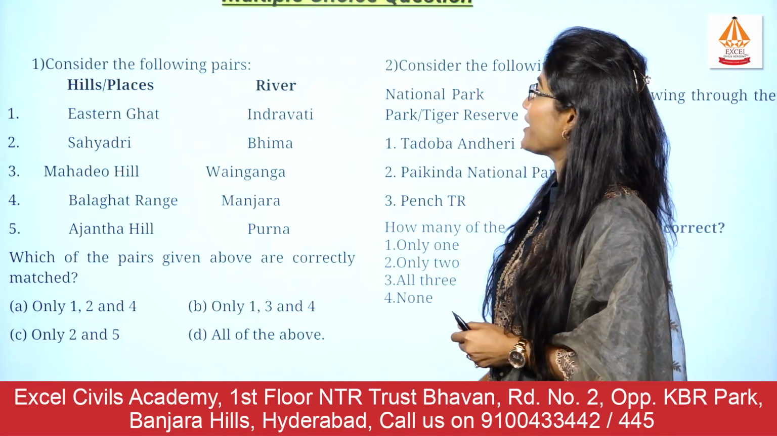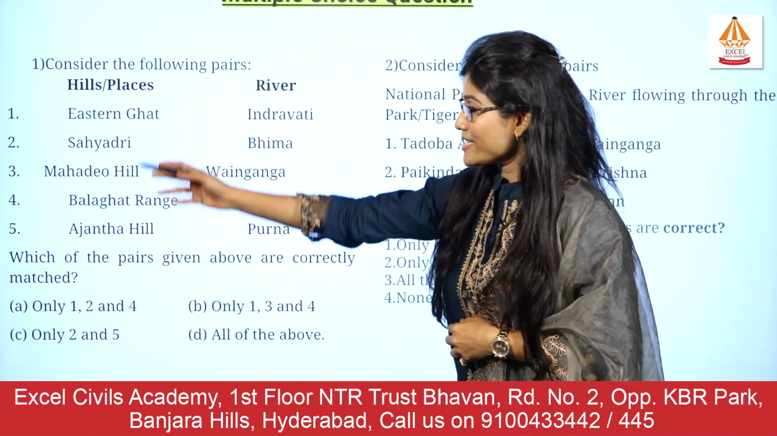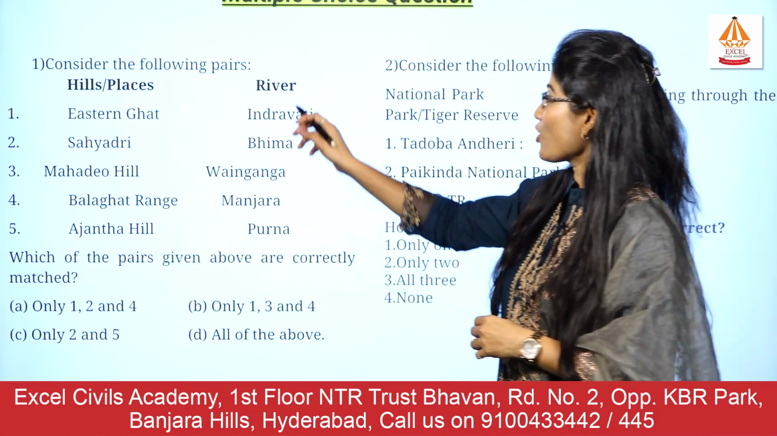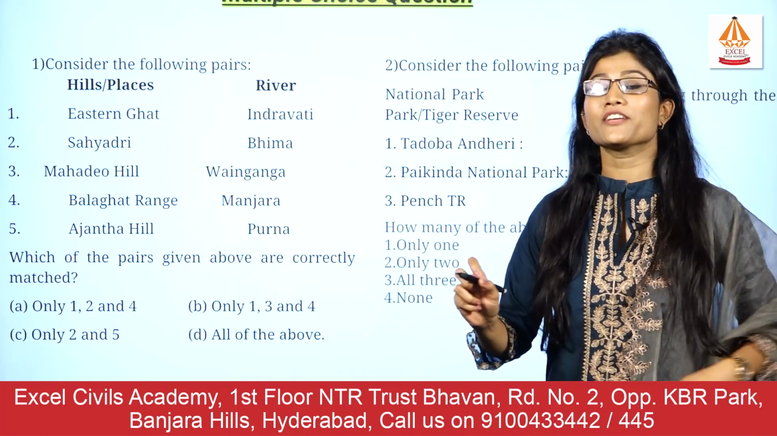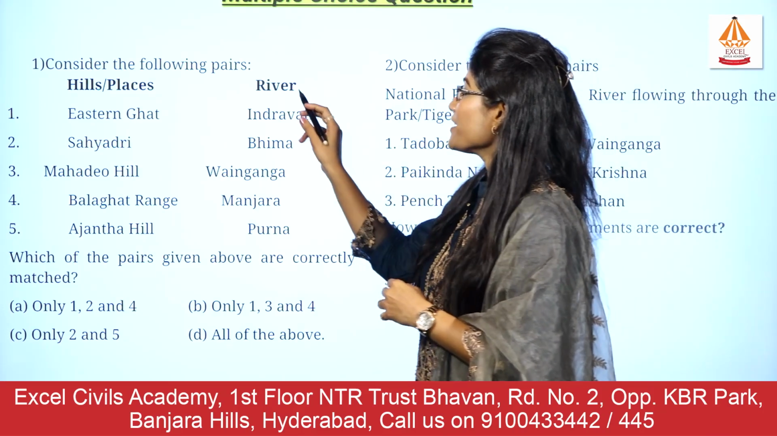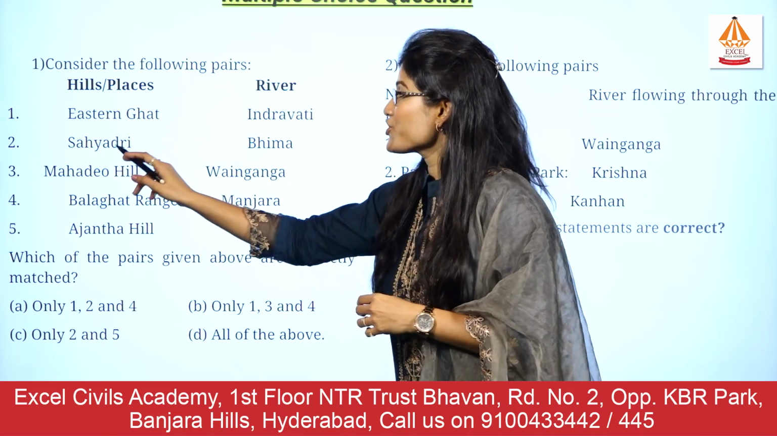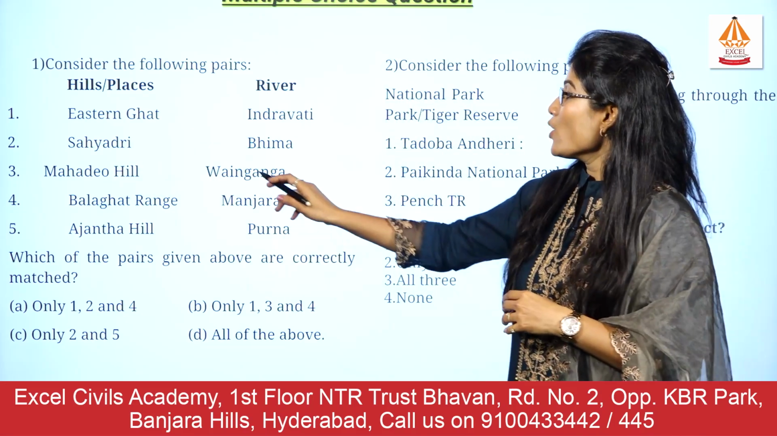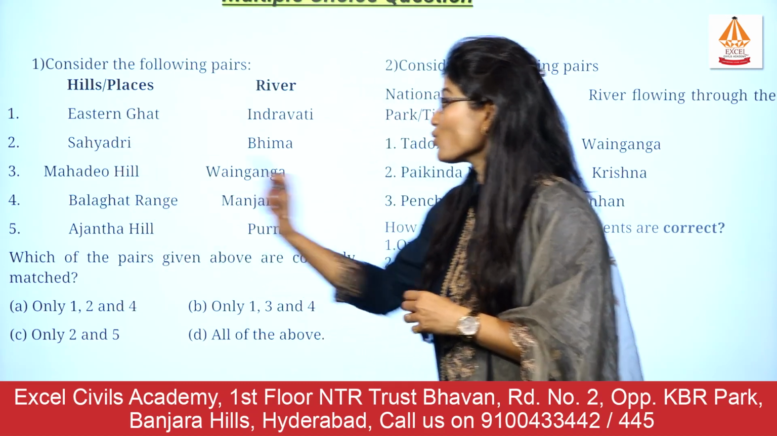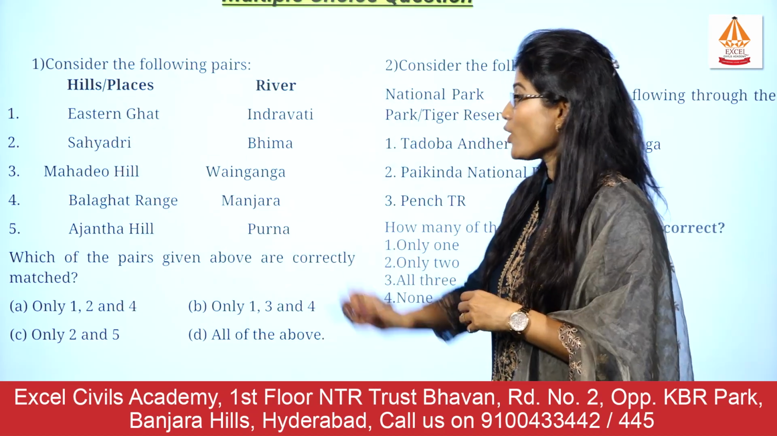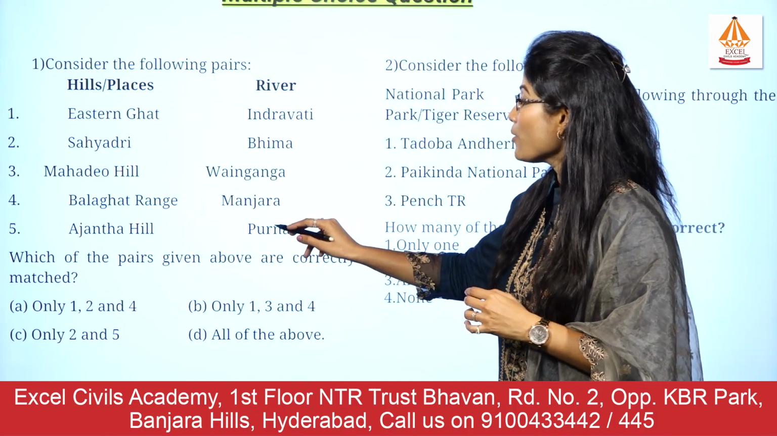The first question that we have: consider the following pairs. Hills and places in one column and rivers in the other column. The first, Eastern Ghat paired with the river Indravati, that means river Indravati originates from the Eastern Ghat. River Bhima originates from the Sahyadri Hill. Wainganga originates from the Mahadev Hills. The Balaghat range, from which river Manjara originates, and the Ajanta Hill range, from where river Purna originates.